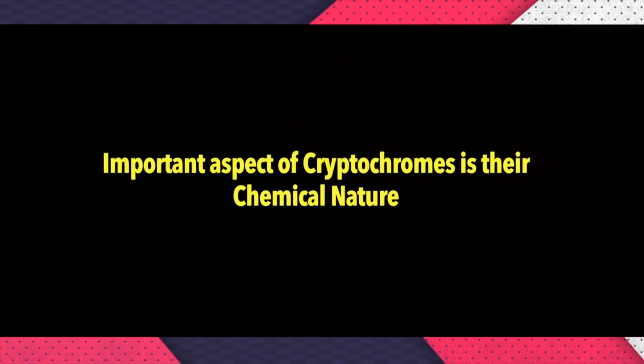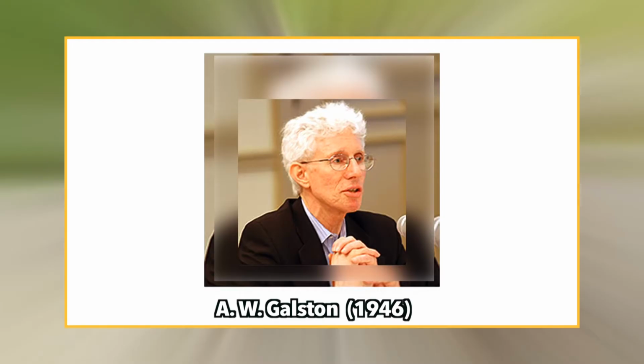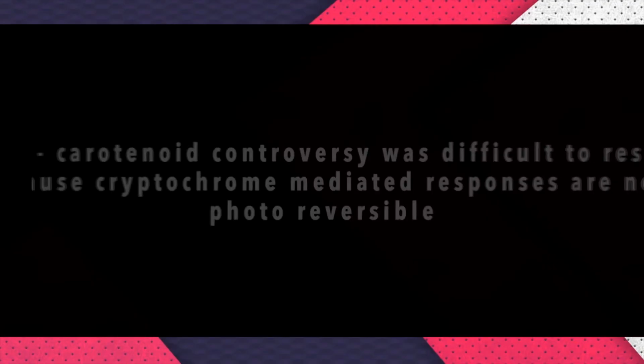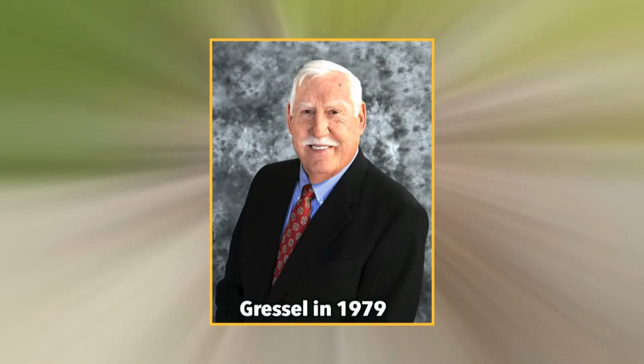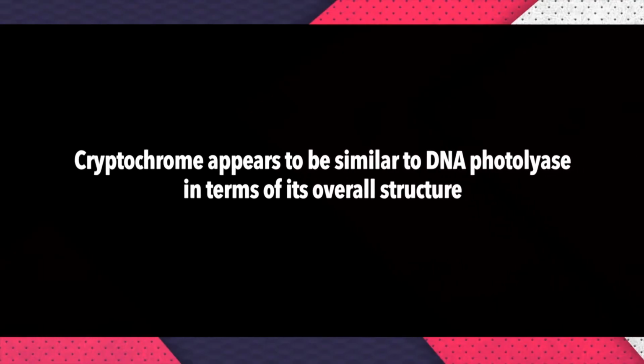Now, the second important aspect of cryptochromes is their chemical nature. The biochemical nature of blue light absorbing chromophores has been elucidated quite recently. A.W. Galston suggested nearly half a century ago that flavin was the most likely chromophore. However, zeaxanthin has also been speculated to be responsible for some of the blue light induced responses. The flavin carotenoid controversy was difficult to resolve because cryptochrome mediated responses are not photoreversible. Because of its hidden nature, the pigment was called a cryptochrome by Gressel in 1979. Cryptochrome appears to be similar to DNA photolyase in terms of its overall structure.